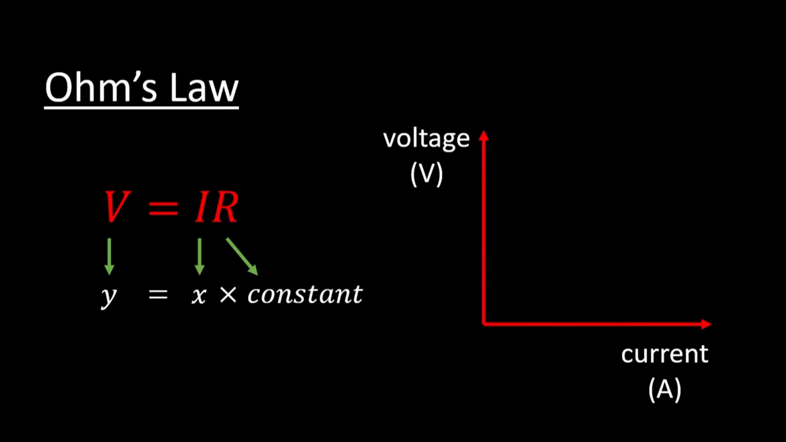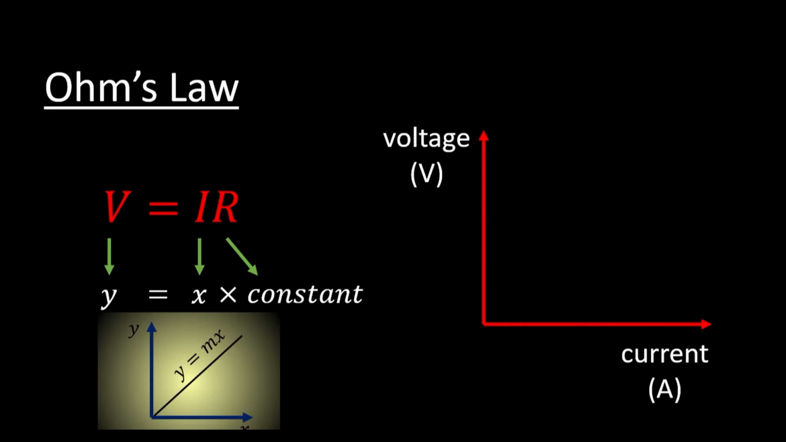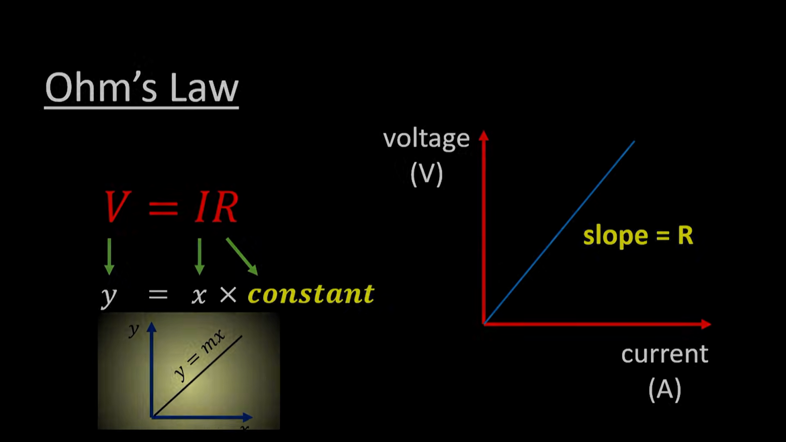So this brings us to y equals x times a constant, which reminds us of the equation of a straight line, y equals slope times x, where the slope is the constant of the relation. So a graph of voltage versus current should be a straight line passing through the origin, and the slope of the line should be equal to the resistance.